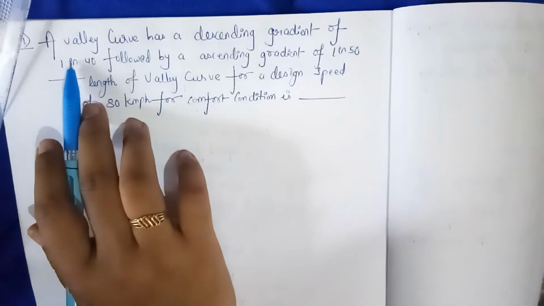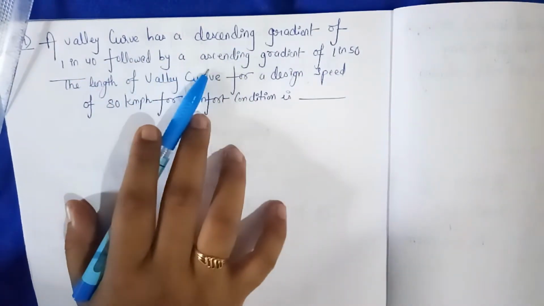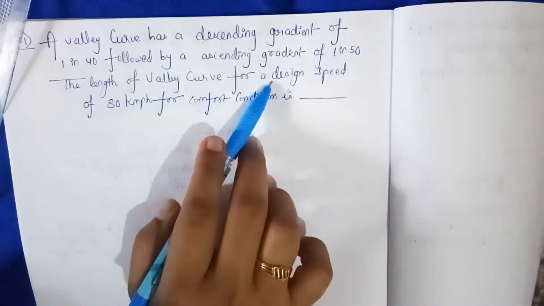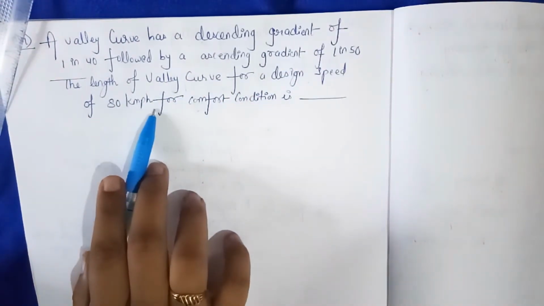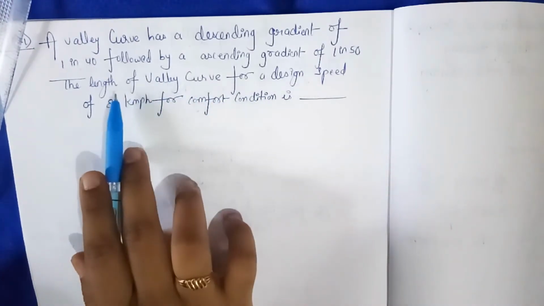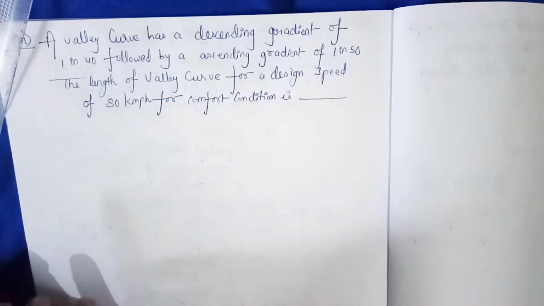The question is: a valley curve has a descending gradient of 1 in 40 followed by an ascending gradient of 1 in 50. The length of a valley curve for a design speed of 80 km per hour for the comfort condition is. So the question is asking us to find the length of a valley curve, and the speed given is 80 km per hour.